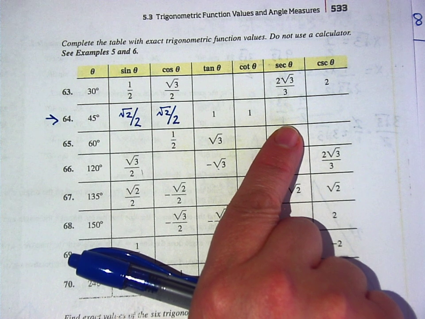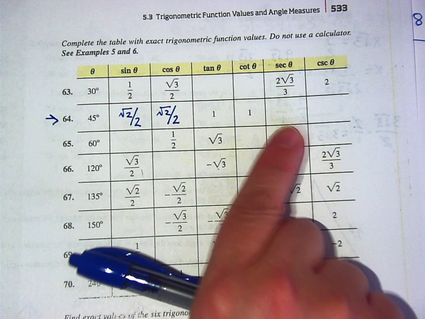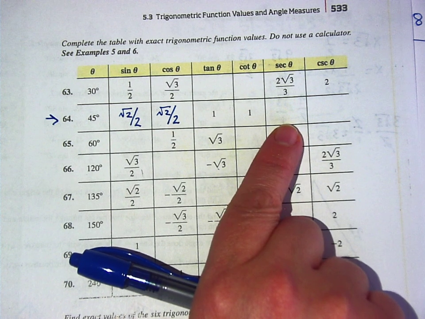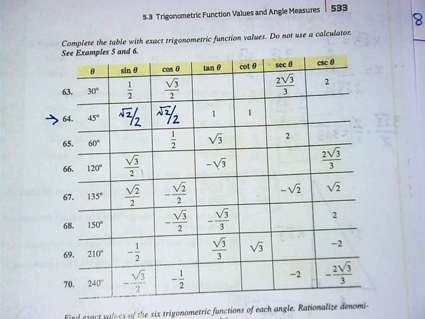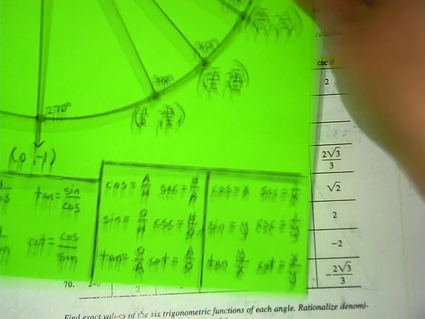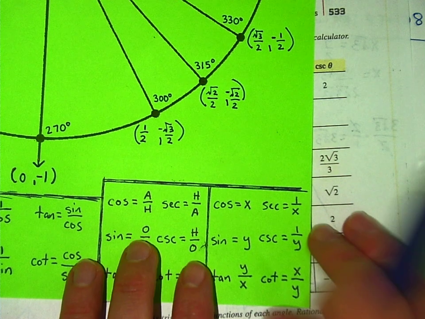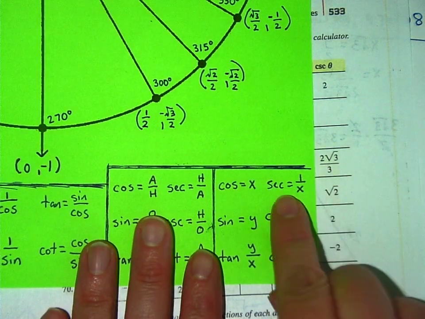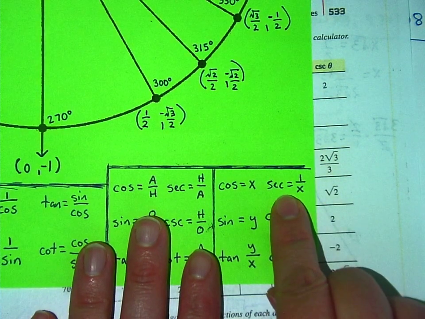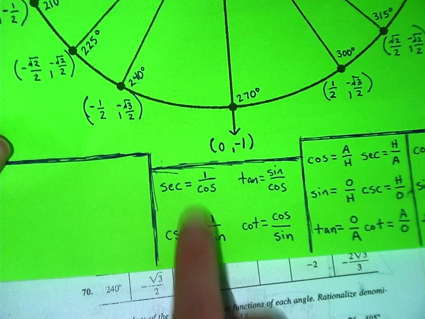How do I find out what secant is, do you think? How do you find out what secant is? 1 over what? Cosine. So you can do this two different ways. Everybody look up. You can say, all right, well, secant is 1 over x, so I'm going to do 1 over whatever the x value is. Or you can say 1 over cosine, whichever one that is.